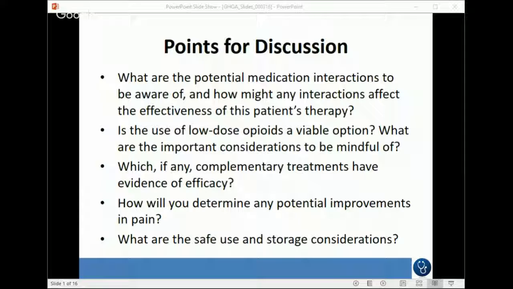The fourth piece of the education process of our patients is the safe storage, and what do we do with these medications in the home? Where are they going to keep them? How are they going to keep them away from other people? They need to understand that these are very potent medications. They're very useful when they're used as intended, but they can be deadly if misused or in the wrong hands.